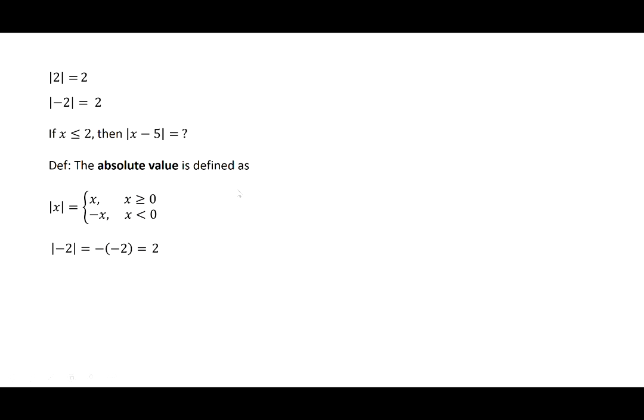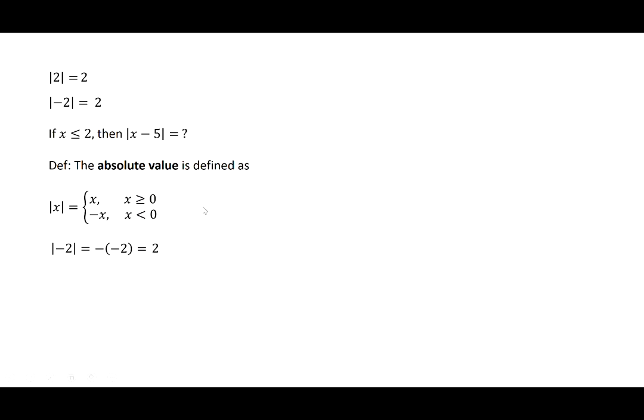Good. Now, let's see what's a big deal about this definition. Is it capable of answering our question that we posed here? If x is less than or equal to 2, then the absolute value of x minus 5 equals what?